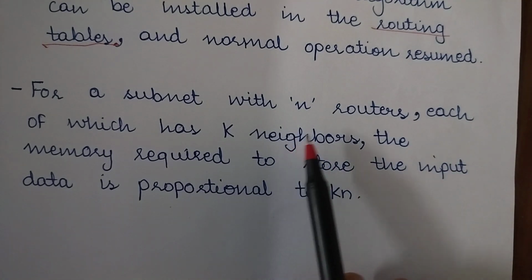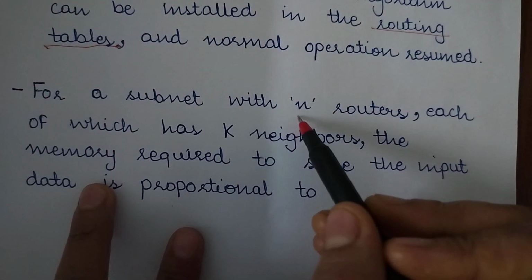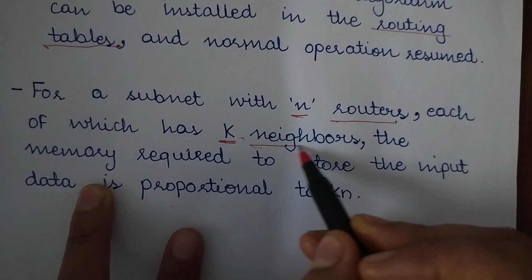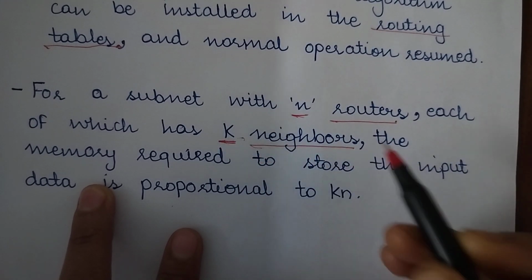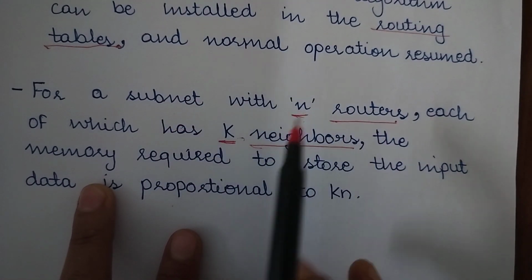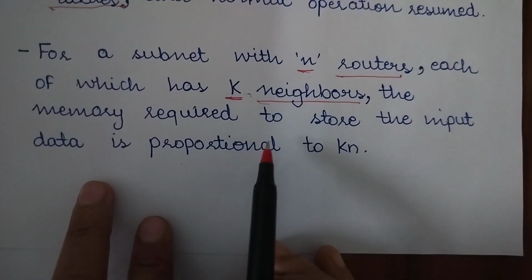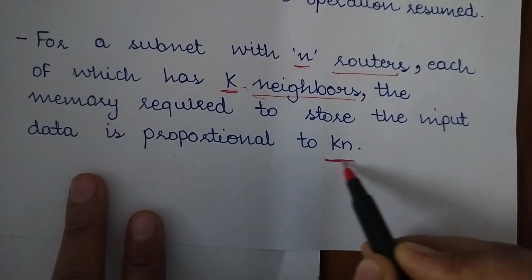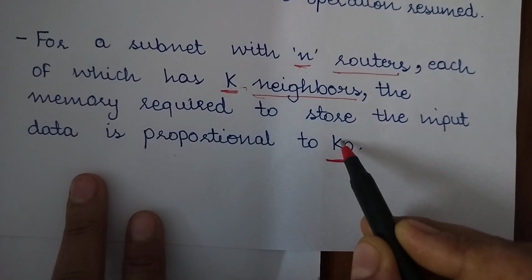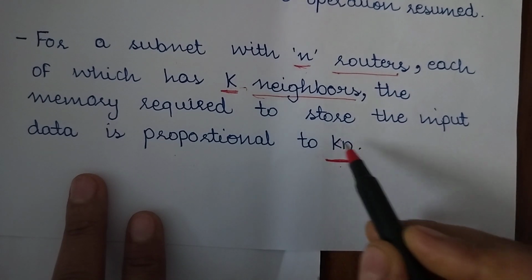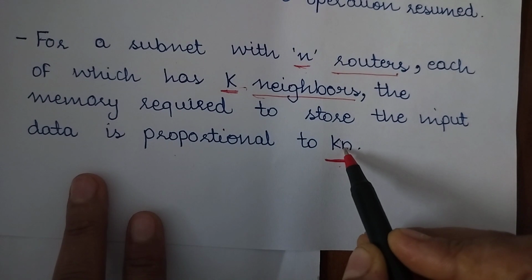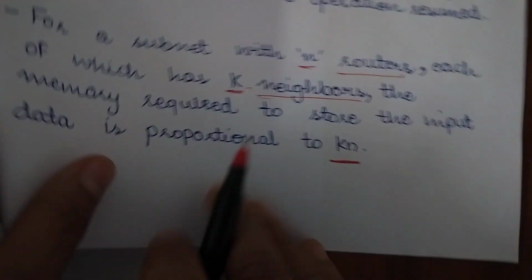For a subnet with n routers, each of which has k neighbors, how much memory is required to store the input data? It is proportional to k times n. That means the memory required is equal to k times n, the number of neighbors and the number of routers multiplied together.